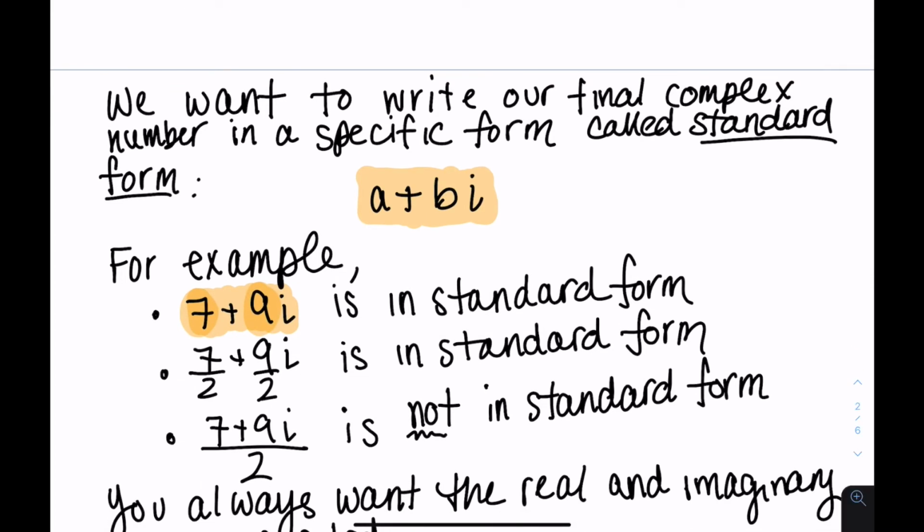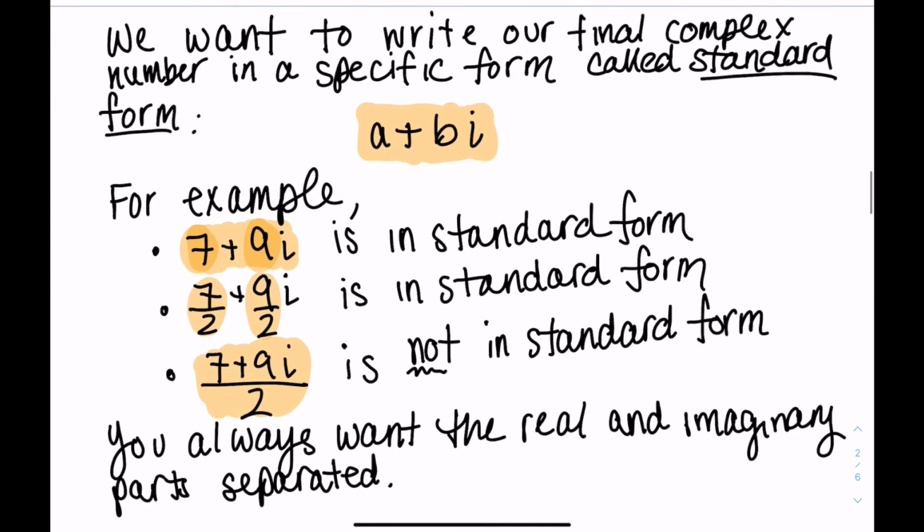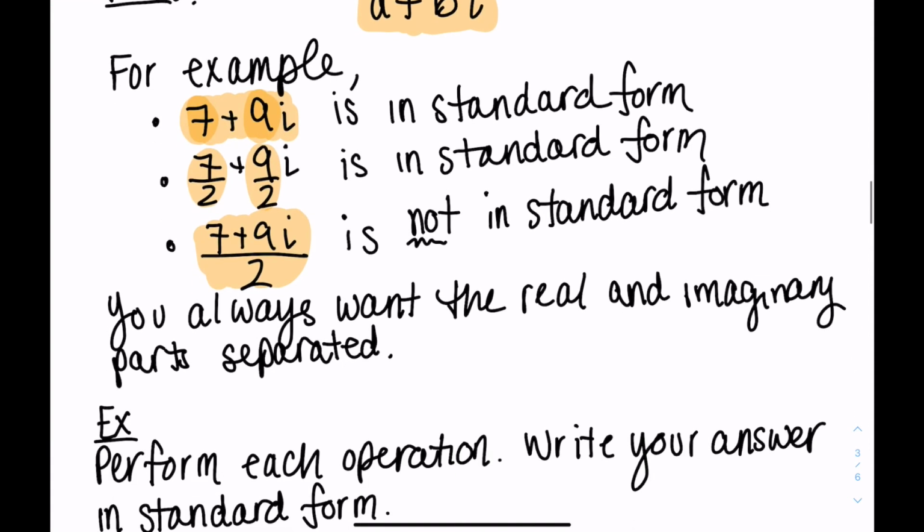When we look at 7 over 2 plus 9 over 2i, that's in standard form because you immediately know a and b. However, when you look at this one, that's not in standard form because I don't have distinct values of a and b. I've got to do this division operation first. So it's very, very particular. You need those real and imaginary parts to be separated.